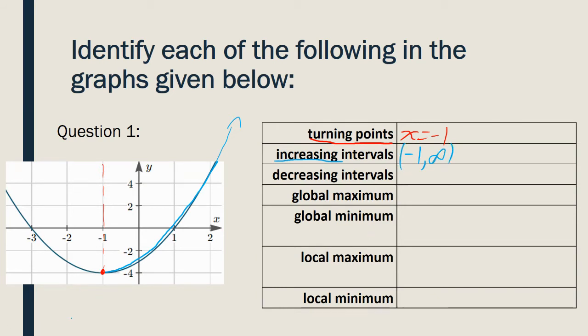My decreasing intervals, you'll notice on this other side where my graph is coming down as I walk from left to right, as I have this little downhill slope, that's where my graph is decreasing. From -infinity, all the way to the left, all the way until I hit this red dotted line here at -1. Those are my decreasing intervals.